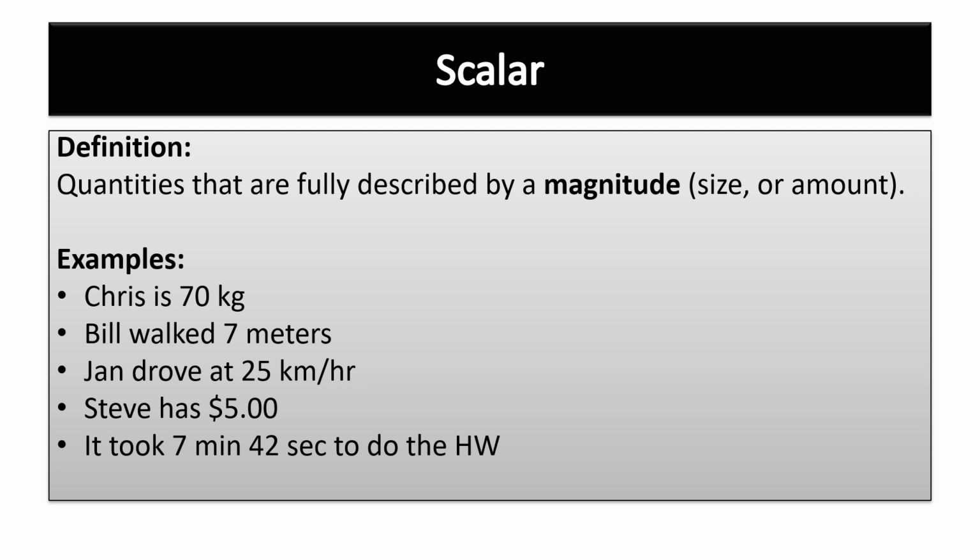If he goes 7 meters north or 7 meters east, you're describing that quantity a little bit differently. And then it doesn't become a scalar anymore. If you give a direction, it becomes a vector. And that's the difference. And you treat scalars and vectors differently. So scalars are only the size. Like Steve has $5. You wouldn't say $5 up or down. You wouldn't give a direction. It's just the magnitude, how much of the thing.